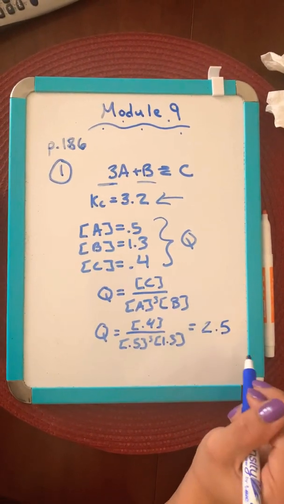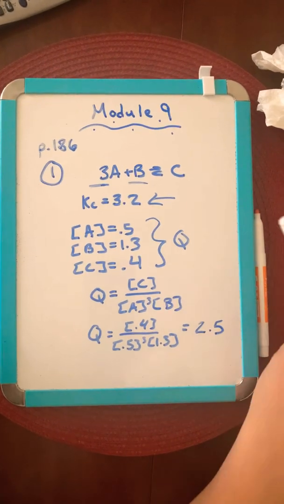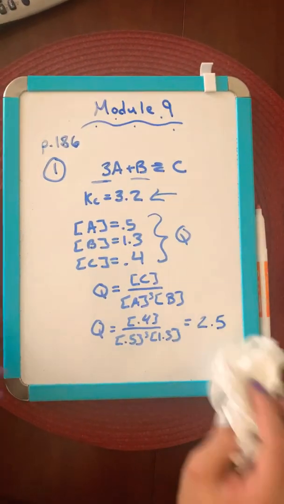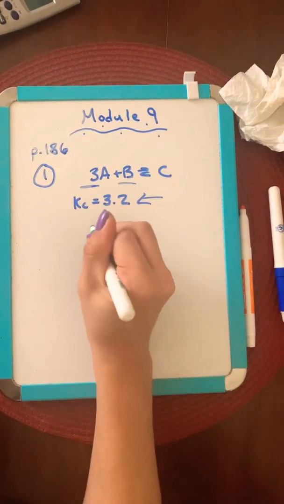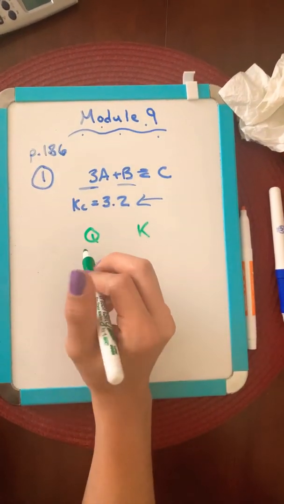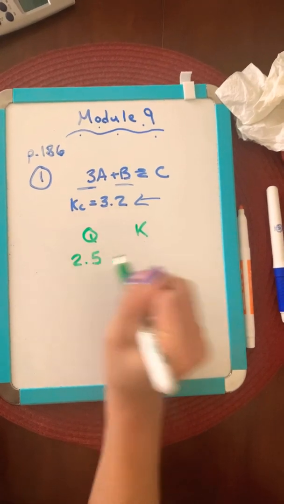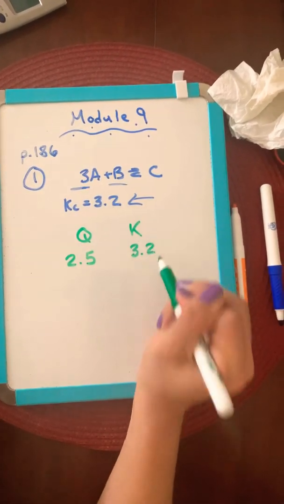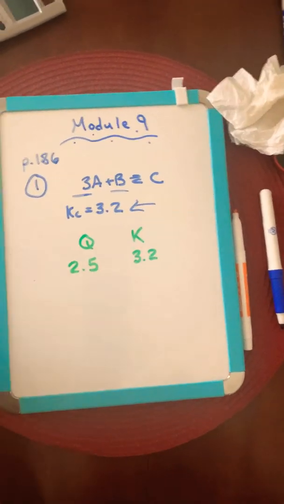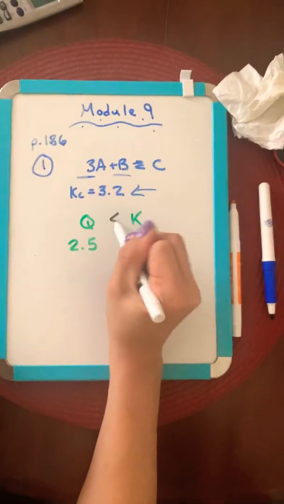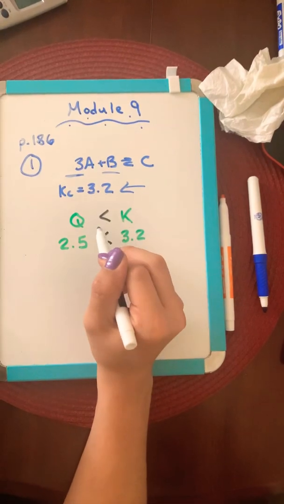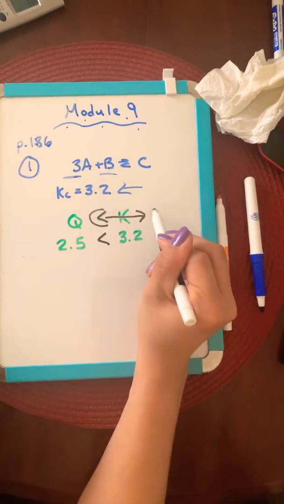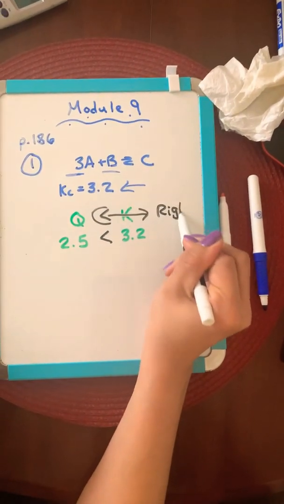So we do know our K and we do know our Q. Let's now compare the two of them. The Q that we calculated was 2.5, while K was 3.2. Looking between these two numbers, 3.2 is greater, so in this case, Q is less than K. Because of this, Pac-Man is going this way, which means it's going to shift to the right.